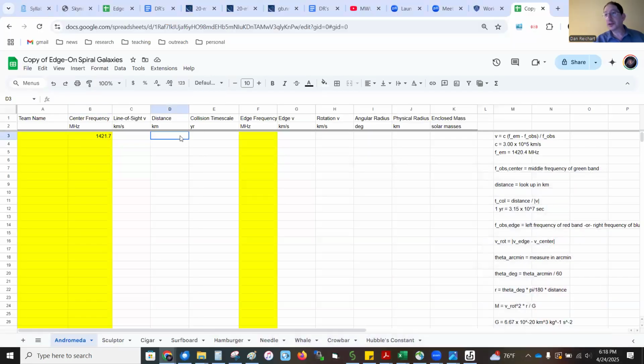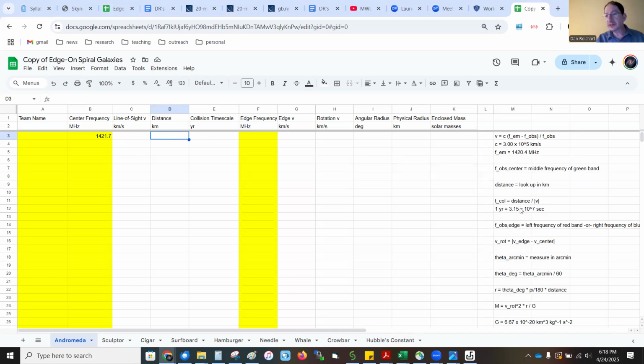Now, distance goes here. And for that, just look it up on the web. Maybe go to the Wikipedia page, but make sure you get it in kilometers because our velocity is in kilometers per second. So the equation's also here. You take that distance, you divide by the absolute value of the velocity. Not so concerned about that negative sign anymore because it's not going to collide at a negative time. It's going to collide at some point in the future. You take the distance, divide by the absolute value of the velocity, and you have the collision timescale in seconds.